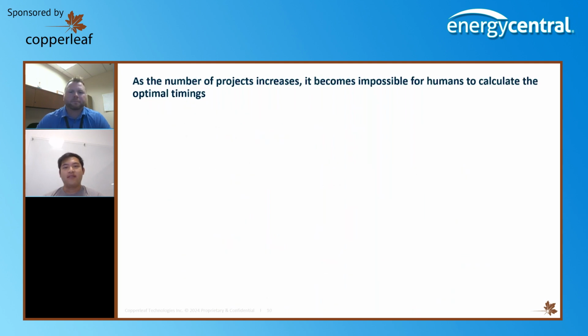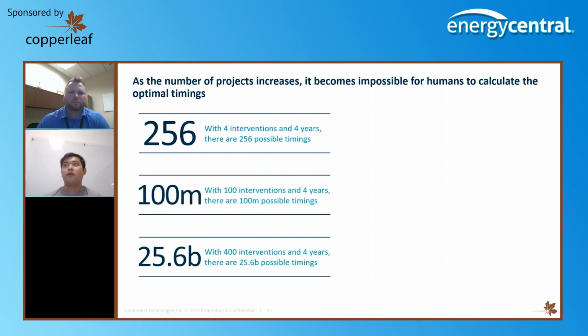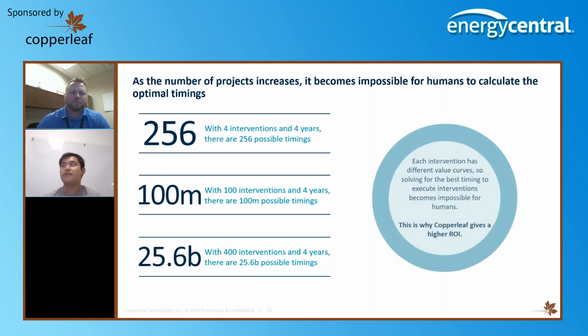As we increase the number of assets that we need to compare, as well as the number of years we need to compare them across, this number gets bigger and bigger. So 4 interventions in 4 years gets us to 256, and then 400 different assets over 4 years gets us over 25 billion different intervention timings. And as each intervention has a different value curve, solving for the best timing becomes virtually impossible for humans to do. So we need to plug it into software to spit out an optimal solution for us.